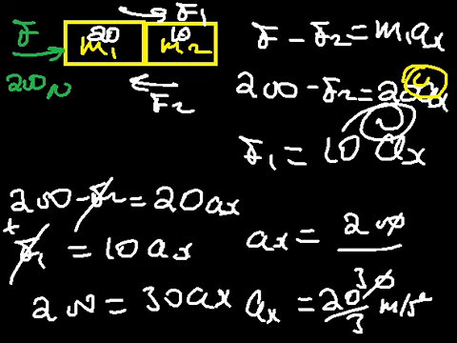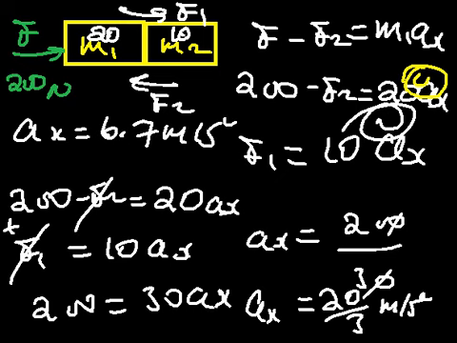So what is 20 divided by 3? We'll have it as 6.7. So the acceleration is given as 6.7 meters per second squared.